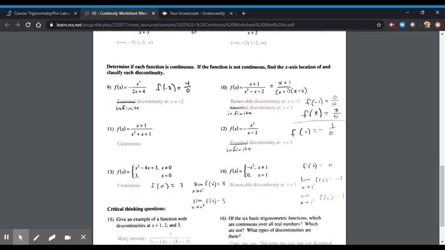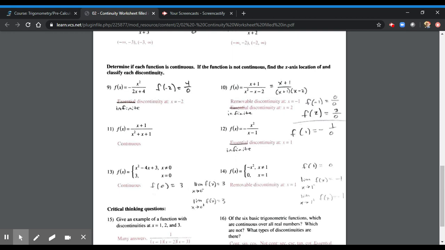All right, let's look at number 9. Determine if each function is continuous. If the function is not continuous, find the x-axis location of and classify each discontinuity. So f of x is equal to negative x squared over 2x plus 4. I can tell that x equals negative 2, I'm going to have a 0 denominator, and that's going to be 4 over 0. Well, since we have a number over 0, that's going to be an infinite discontinuity at x equals negative 2. They have used the word essential. In our notes, we use the word infinite.